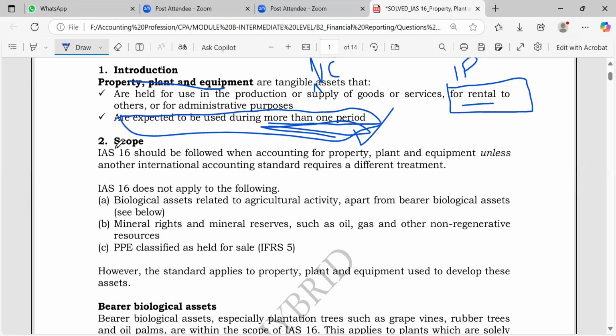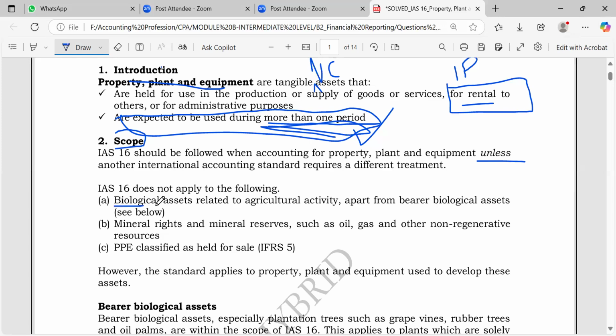Now this is the scope. We're just trying to stick with the scope. We say IAS 16 should be followed when you're accounting for this, just normal. You should follow IAS 16 unless another International Accounting Standard requires a different treatment. And if that is the case, you just know. Just like I've told you, if you have investment property, you'll have to use IAS 40 and not IAS 16. Now you're being told that it does not apply to the following specifically.